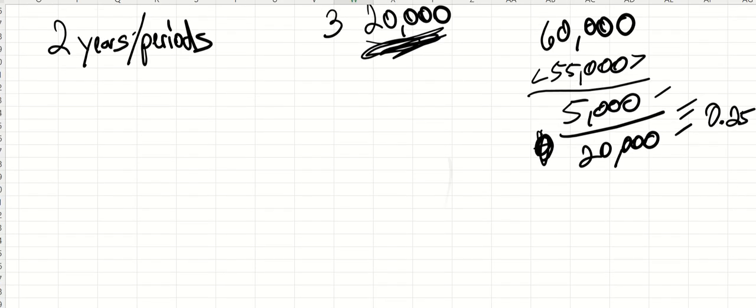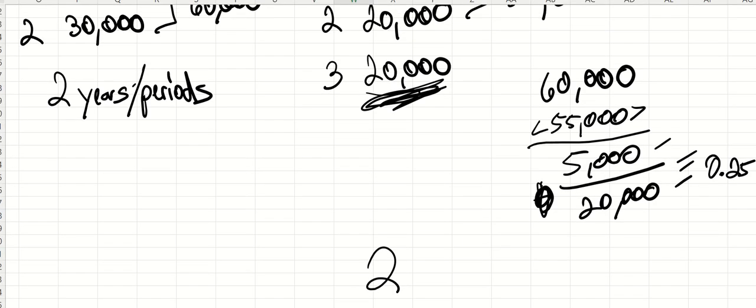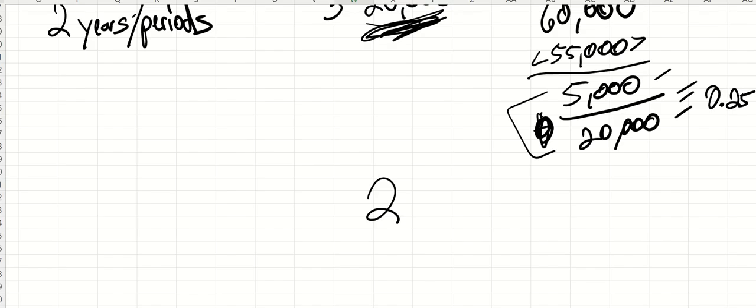So since we know that it's going to take longer than 2 years, and we know that it's going to be before 3 years, it's going to be 0.25. This is our calculation here because we only need to recoup the $5,000 that's left. We're going to take 2 years and add the 0.25, and that's going to be our payback period here. So I'm going to put 2.25 years / periods.